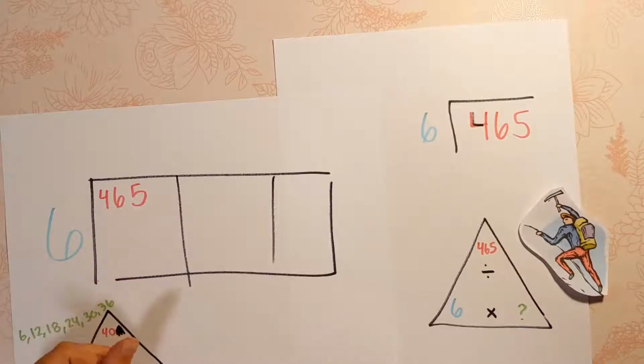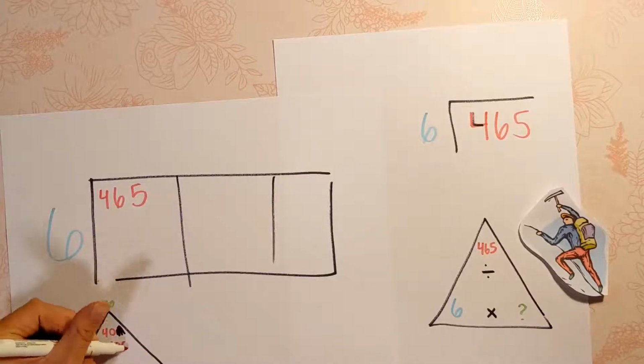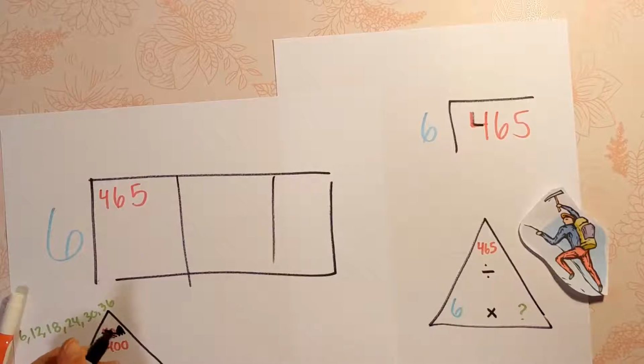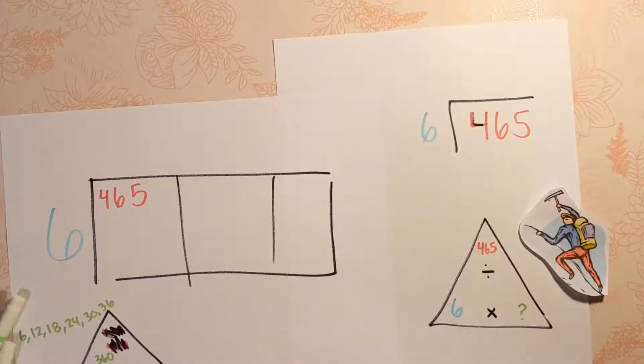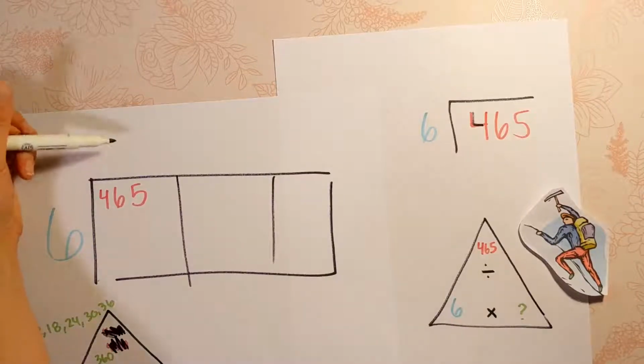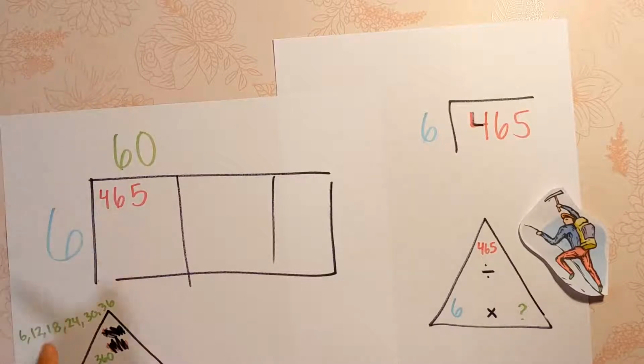And let's do 6 times 60, which will get you to 400. Because we're trying to get to 465. Oh, sorry, not 400, 360. 6 times 60 will get you to 360. And we're trying to see how close to 465 we can get. Okay, so let's go ahead and put 60 up here. 6 times 60 is 360.